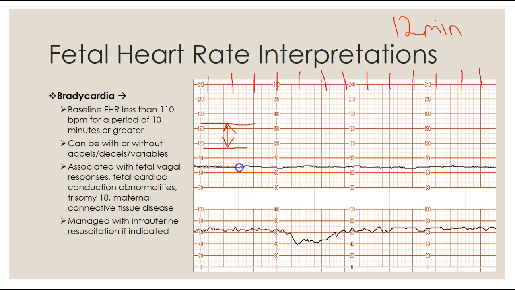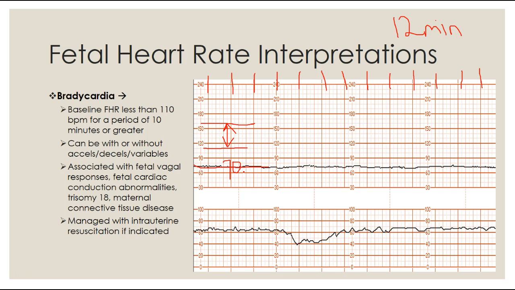Ours is way down here at 60. That looks to be about 70. Okay, so around 70 beats per minute is what our baseline is for this fetal heart rate strip. And it stays there for at least 10 minutes or longer. So we can call that fetal bradycardia. This can happen with or without accels, decels, or variables. So you can call somebody bradycardic even if they have some accelerations or some decelerations or some variables, or none of any. It's associated with a vagal response from the baby.